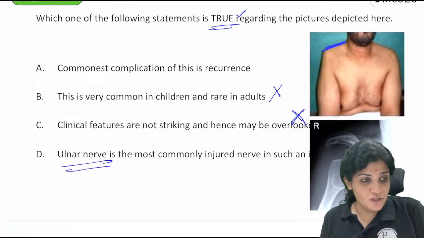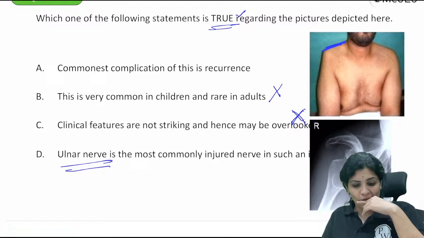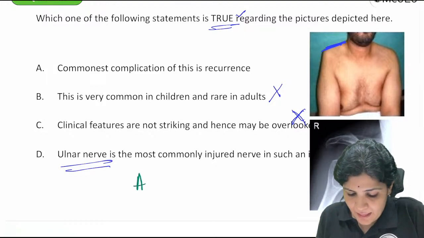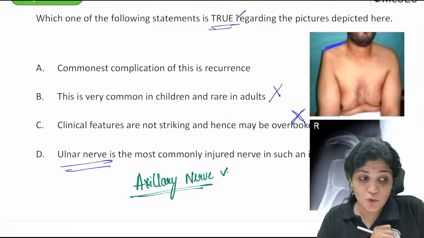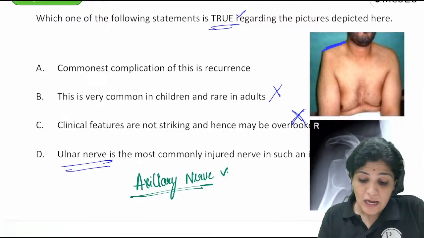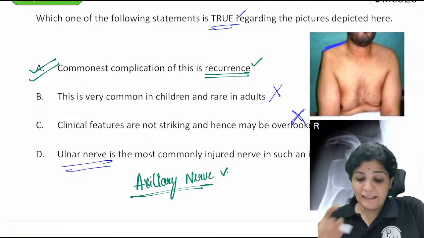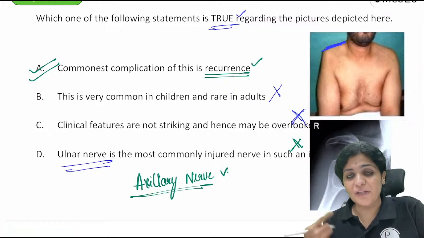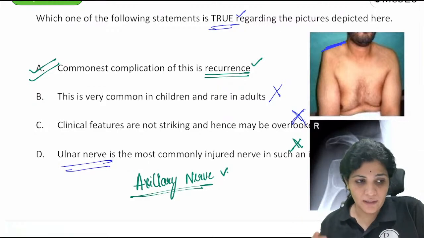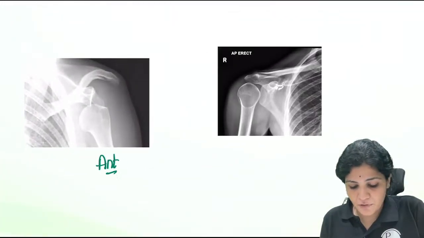Which nerve is most commonly injured in shoulder dislocation? Axillary nerve. So the axillary nerve is the one most commonly involved. They are asking for the true answer, and the true answer here is that the commonest complication is recurrence. We discussed just before that in most cases patients come with recurrence. We have dealt with the anterior dislocation and the posterior dislocation.